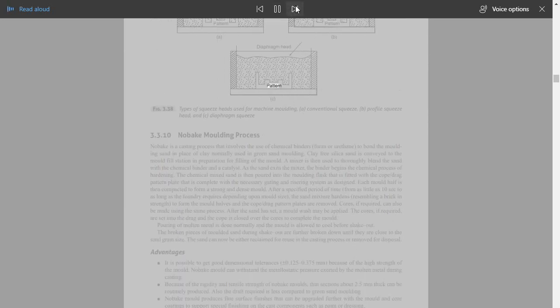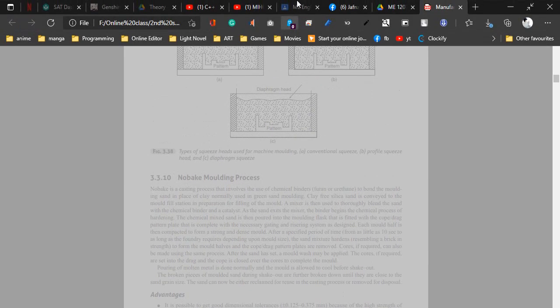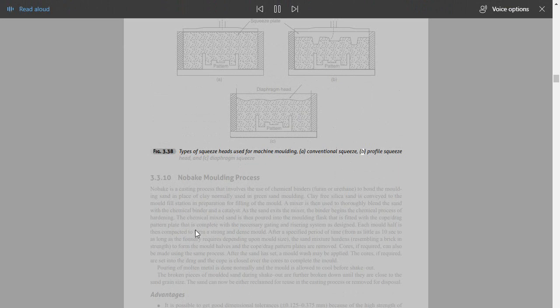Fig. 3.38 Types of squeeze heads used for machine molding: A. Conventional squeeze, B. Profile squeeze head, and C. Diaphragm squeeze.